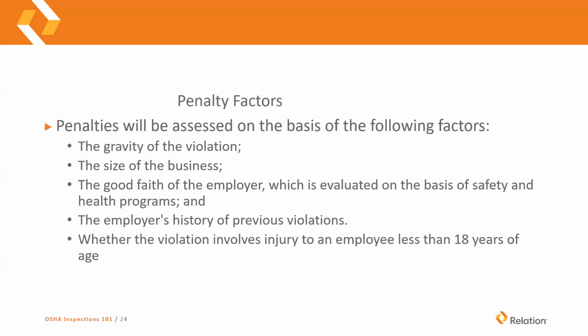So some of the penalty factors: penalties will be assessed on the basis of the following factors. The gravity of the violation, the size of the business, the good faith of the employer, which is evaluated on the basis of safety and health programs, and the employer's history of previous violations. They'll also look at whether the violation involves injury to an employee less than 18 years of age. If that happens, the penalty, I think, is going to be more than the $13,000, but they're looking at all these things, and they have a sliding scale of how they come up with your actual penalty amount.